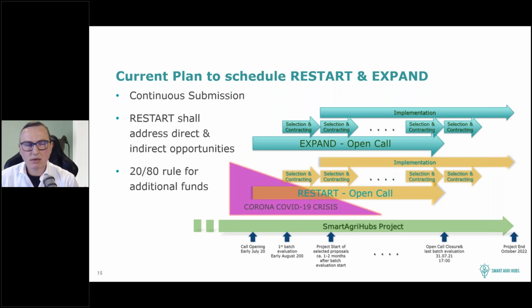So if you say, oh yeah, I have a great proposal on how to install tires on a car in a very new way, or I don't know what, well, this would not be a topic for SmartAgriHubs, because we are looking for the agri-food economy or related business domains and sectors. Okay, thanks, Harold.